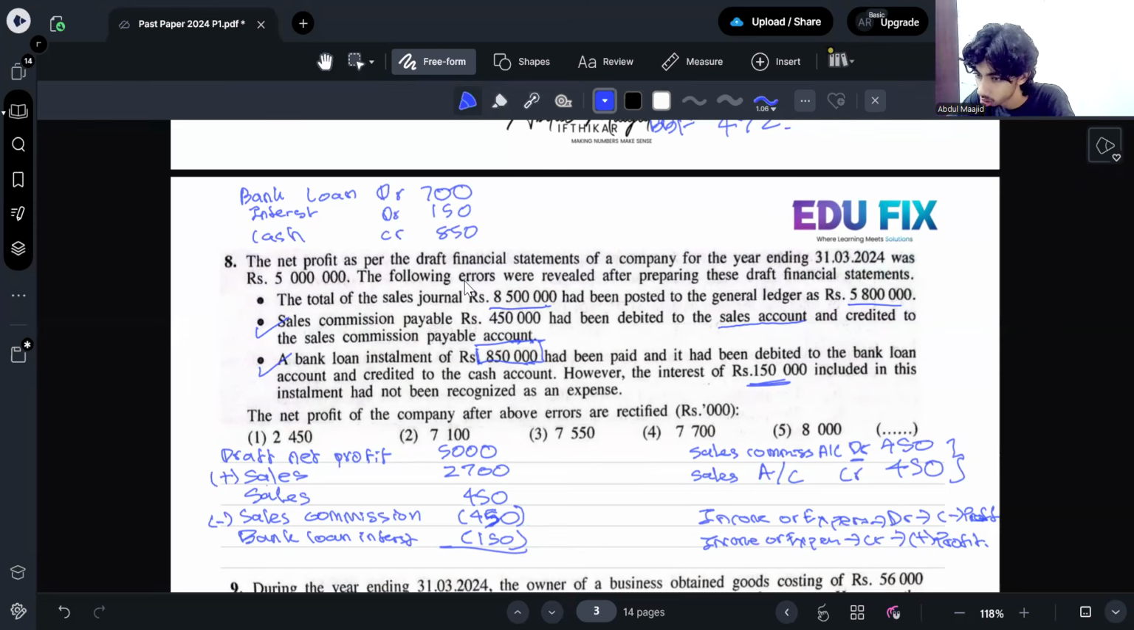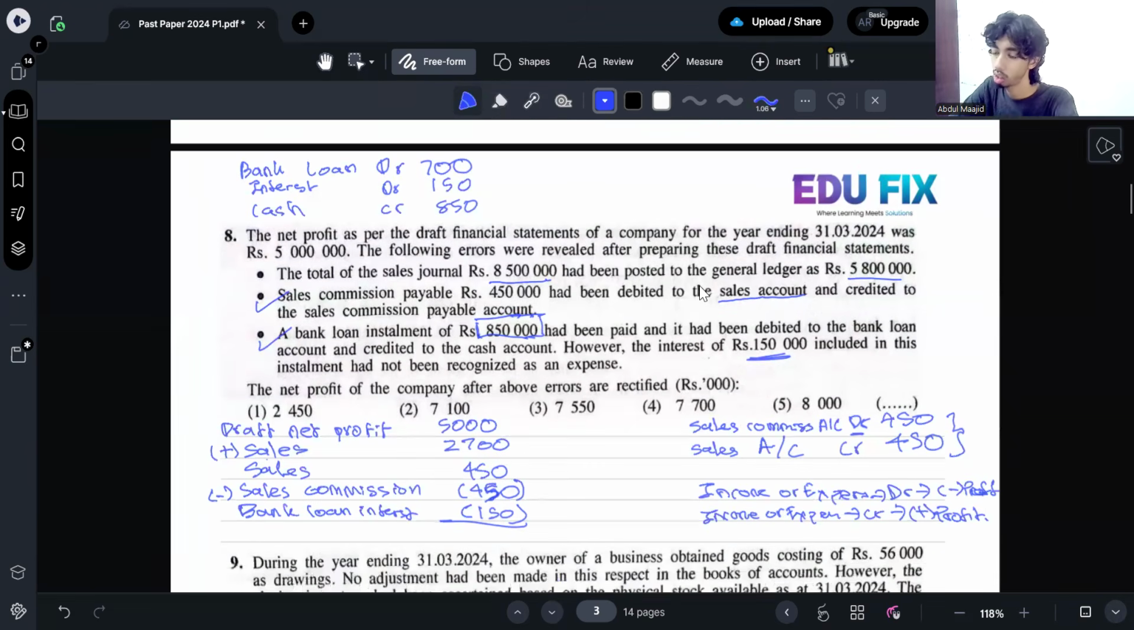Give me a minute. Sigma, I can't see that image properly. It's not showing. Yeah, Sigma, the answer is the fourth one. Yeah, the answer is the fourth one.